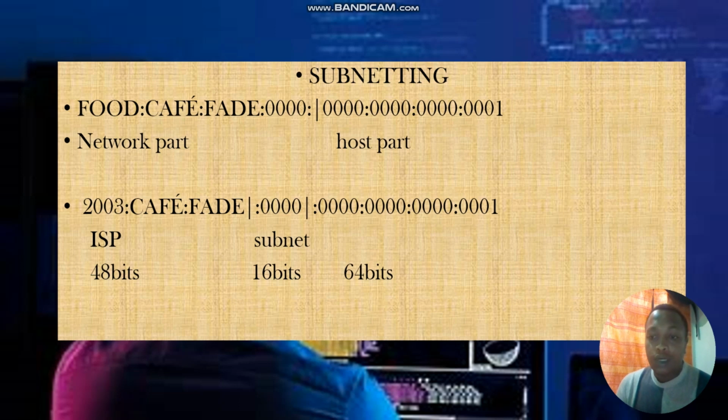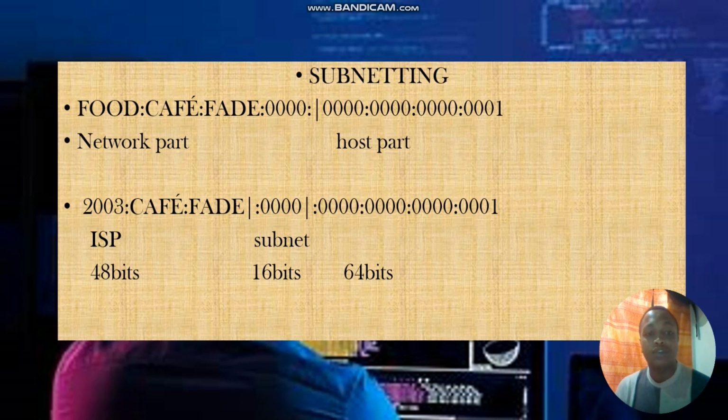So we are going to work with the example that I had provided before. That is food, cafe, fed, then all other zeros except in the last text block where you have 1. So in order to subnet, you divide the IP version 6 address into 2, that is the network part and the host part. Now in the network part, 48 bits are given to the internet service providers. All internet service providers, these 48 bits can cover all of them.